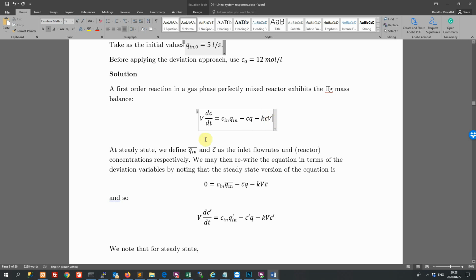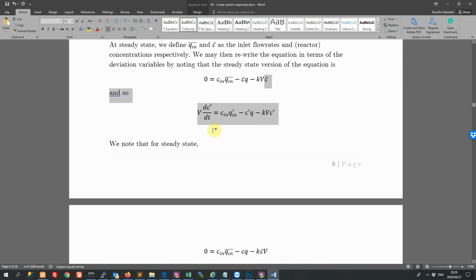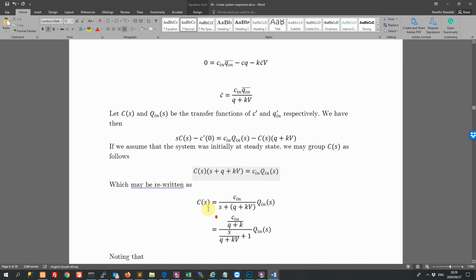And then at steady state, we can define the steady state versions of the input and the state variable. And so we can find those relationships, and we can rewrite this whole equation in terms of deviation variables. And we can then Laplace transform this whole thing, noting that we can replace this derivative by s times uppercase C, and so we get our transfer function.